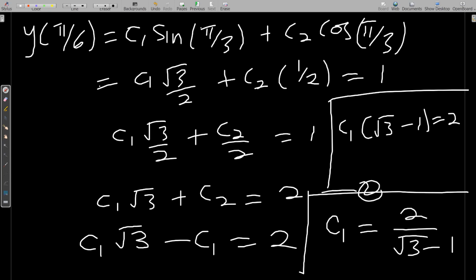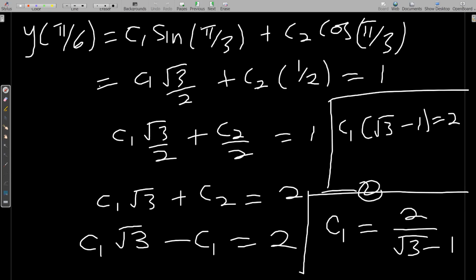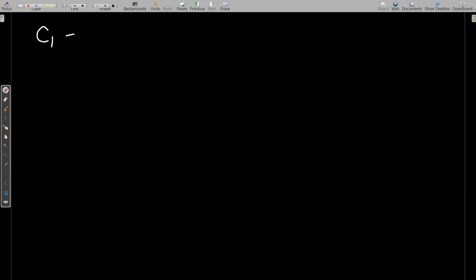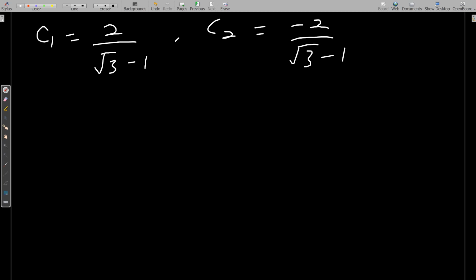I hope you get this. And then we say C2 is minus of this. So we are saying C1 is equal to 2 over root of 3 minus 1, and C2 is minus of C1, so this will be equal to minus 2 over root of 3 minus 1.